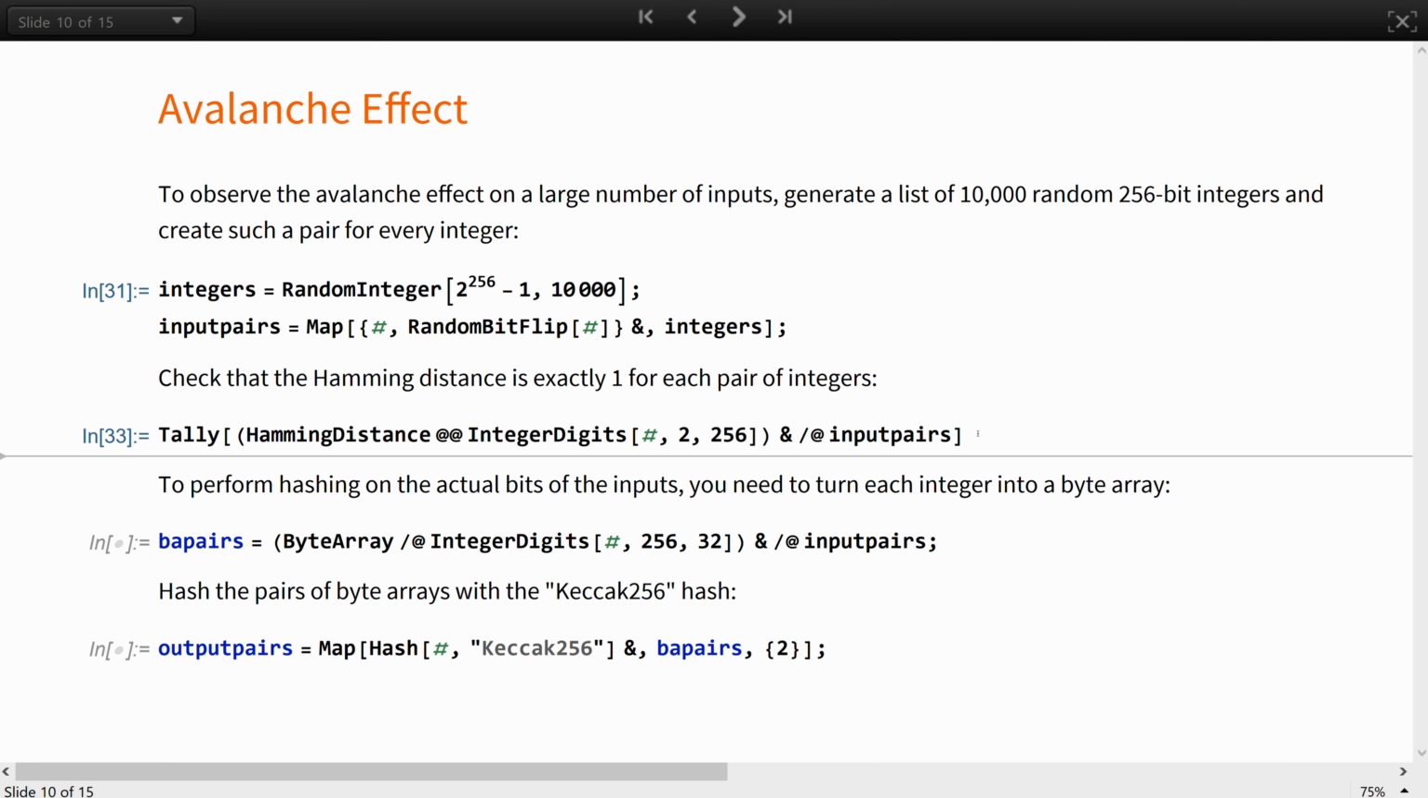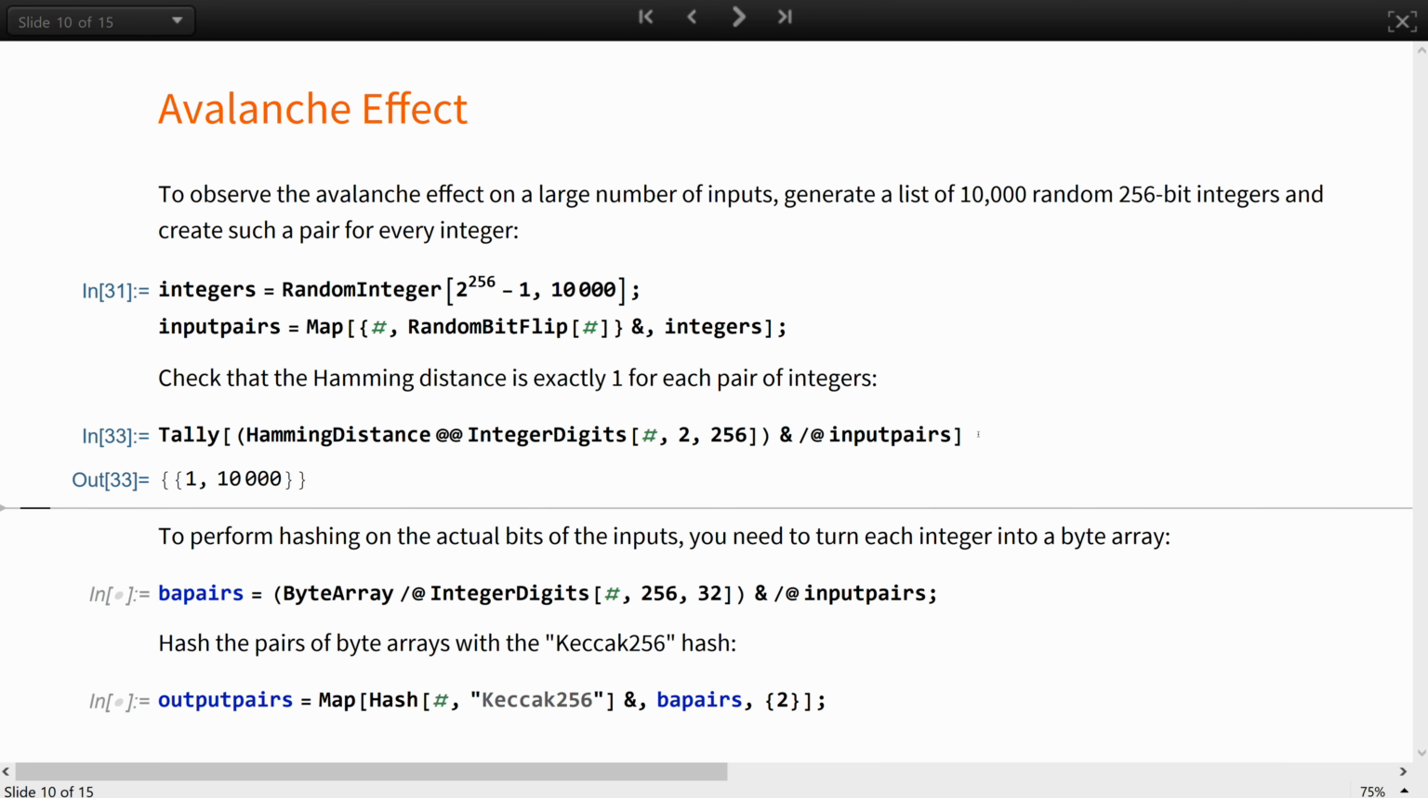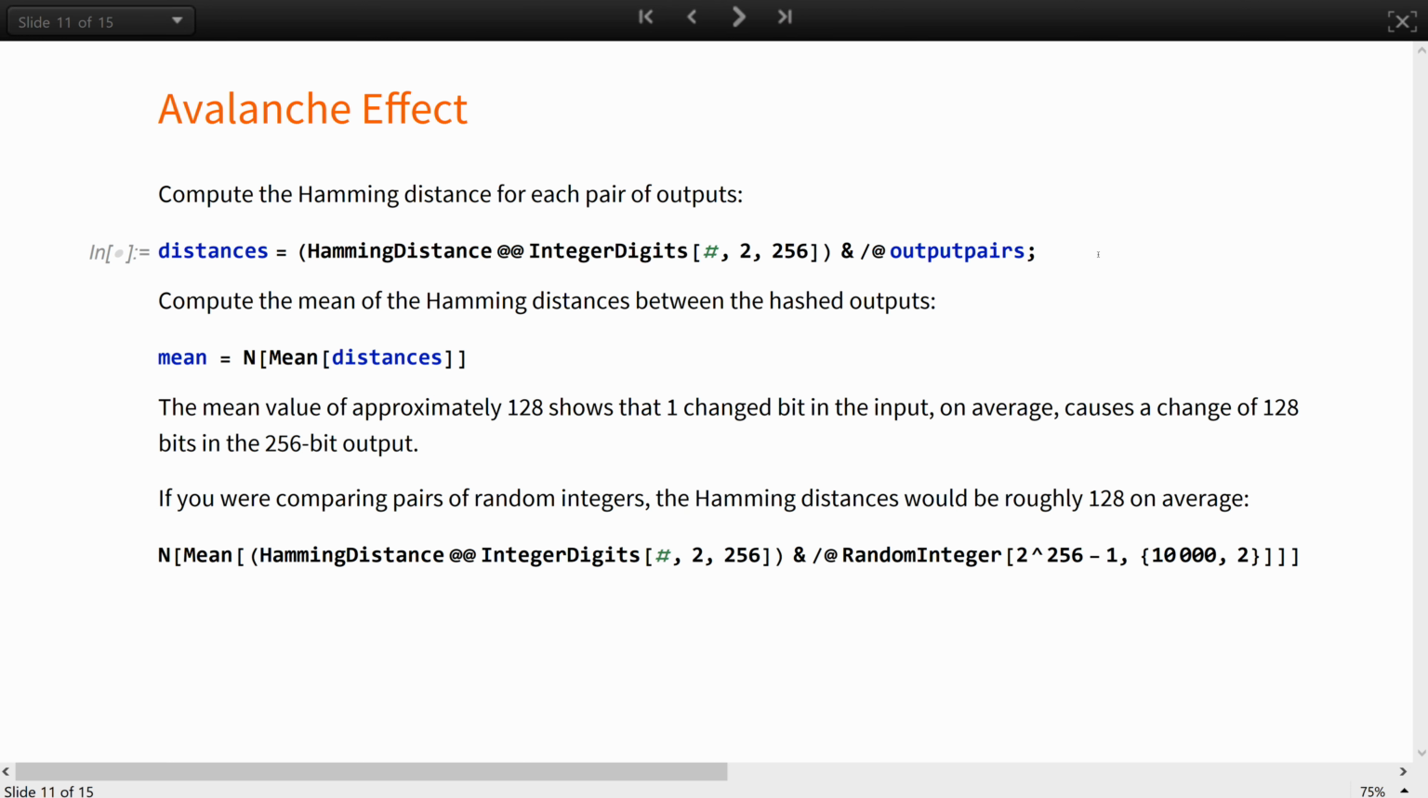Make sure that the Hamming distance is exactly 1 for each pair of integers, which means they differ in 1 bit. To perform hashing on the actual bits of the inputs, you will need to turn each integer into a byte array, and hash the pairs of byte arrays with Keccak-256. Compute the Hamming distance for each pair of outputs, that is, in how many bits they differ, and compute the mean of the Hamming distances between all the hashed outputs.